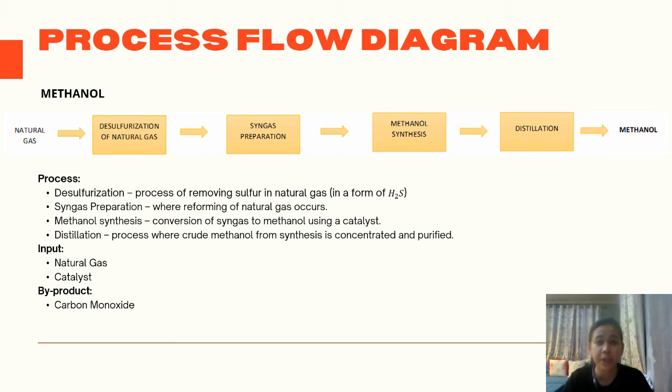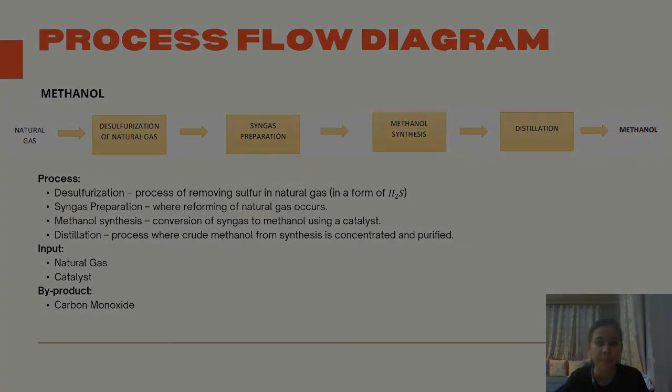Here is the summary of the processes in the methanol production, including desulfurization, syngas preparation, methanol synthesis, and distillation. Our inputs include natural gas and catalysts for the reaction to occur faster. Our byproducts include a toxic chemical called carbon monoxide.